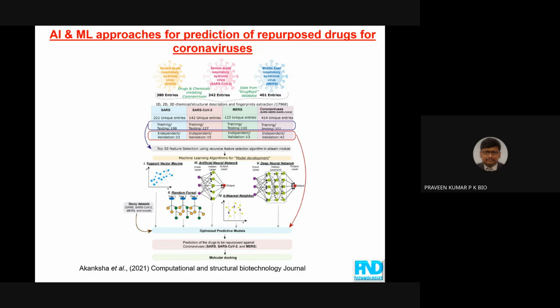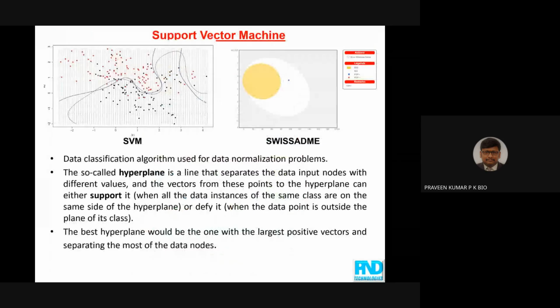So they have used support vector machine, random forest, artificial neural network, nearest neighbor, deep neural networks. These kinds of machine learning algorithms are used for model development, and even the data sets can be created. Not only for drugs, but also for inactives, whatever repurposing molecules we are able to use. Generally we can use all types of machine learning techniques for prediction of repurposed drugs for any type of disease. Now we can discuss each and every machine learning technique with an example supporting it.